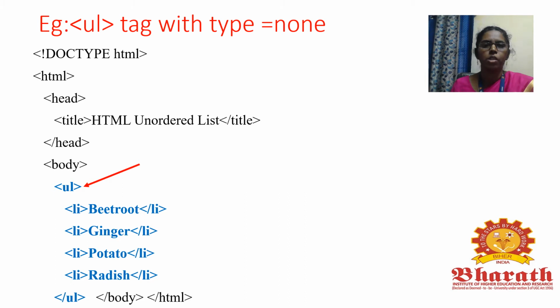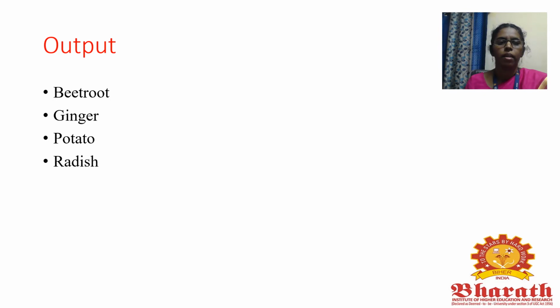If you save this program as HTML, if you open this program in a web browser, then the output will be the disk bulleted text, that is the list item beetroot, ginger, potato, radish will be displayed as a disk bulleted text. So far we discussed about the unordered list.